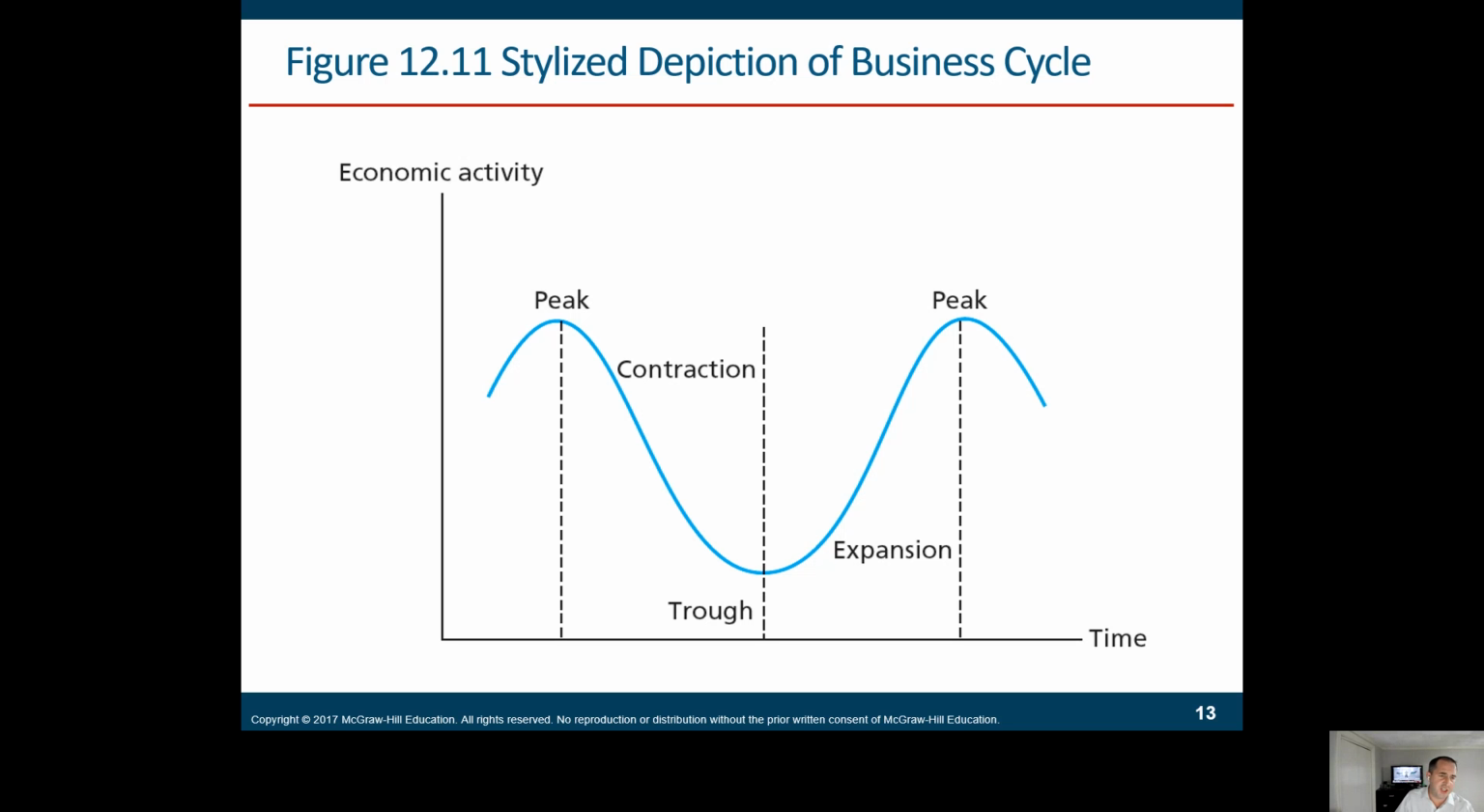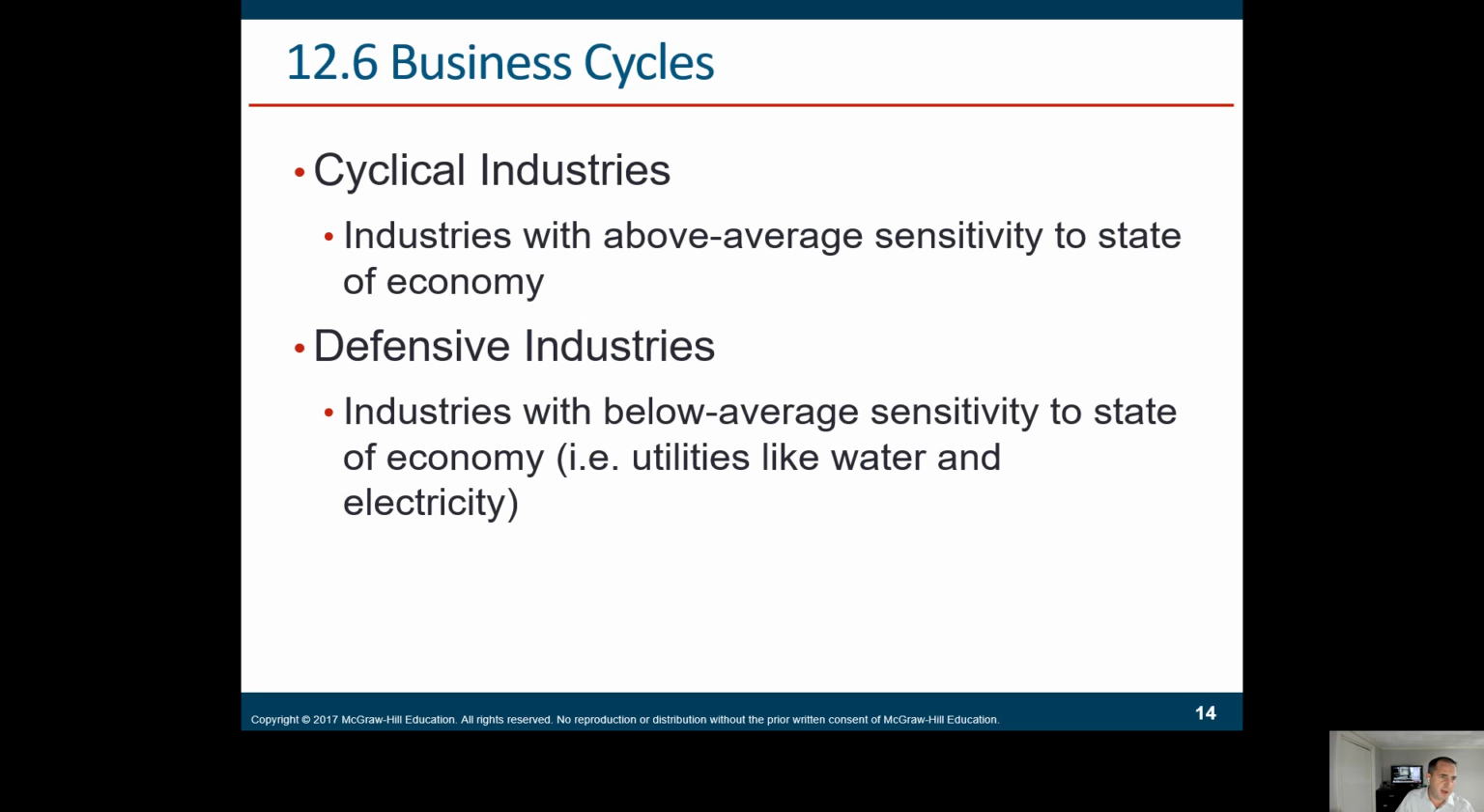And here's a visualization of this data, right? The peak, the contraction, then it hits a bottom, and then it expands. Cyclical industries, industries with above average sensitivity to the state of the economy. So here's a cyclical business, the manufacturing of RVs, or the manufacturing of boats, even the manufacturing of cars. Those are very cyclical businesses.